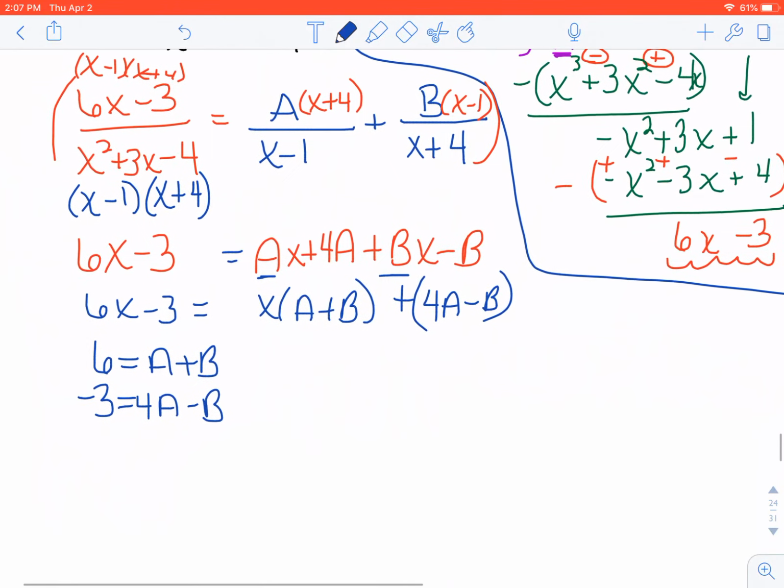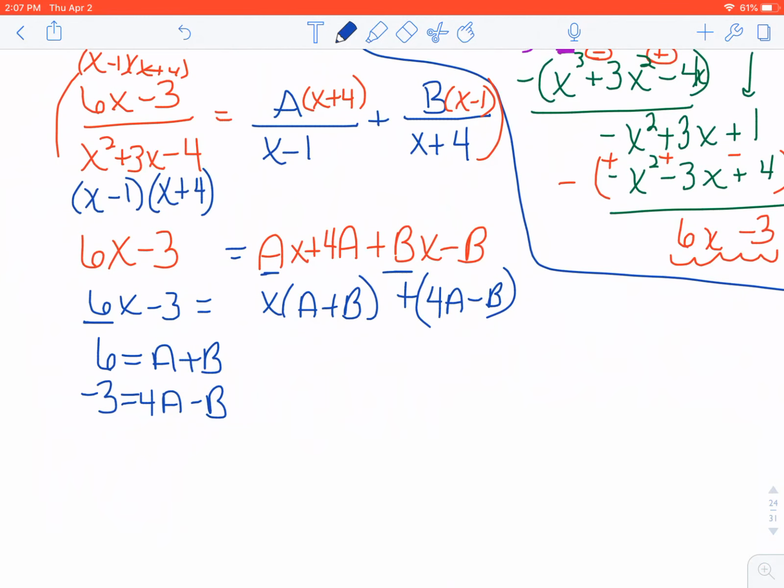So again, grouping the terms that are the same. The 6x goes with the x. The negative 3 goes with the terms that are just constants, that 4a minus b. This works out really nice using a little bit of elimination here. We end up with 3 equaling 5a, so a is 3/5.